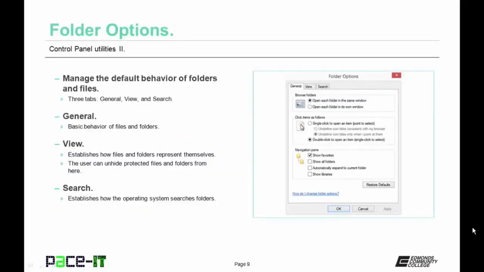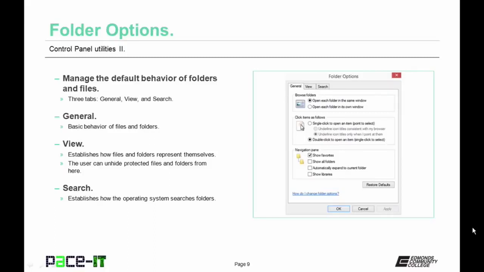The Folder Options utility is of special importance to a technician, and I will get to that here in just a moment. But from here, you can manage the default behavior of folders or files. There are 3 tabs: General, View, and Search. From the General tab, you can make adjustments to the basic behavior of files and folders. From the View tab, you can establish how files and folders are represented. The user can unhide protected files and folders from here. That's the important one for a technician.